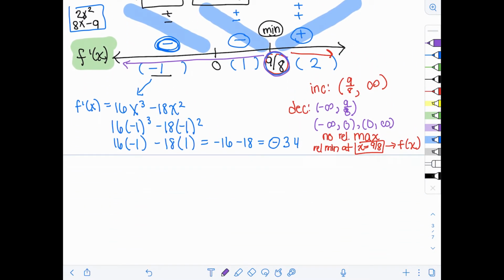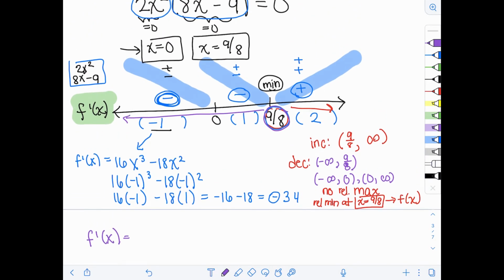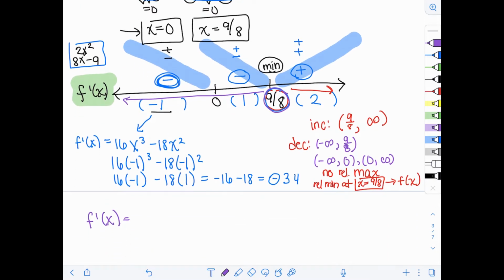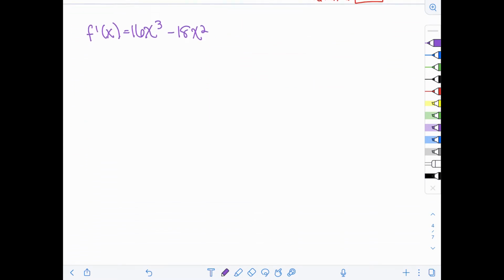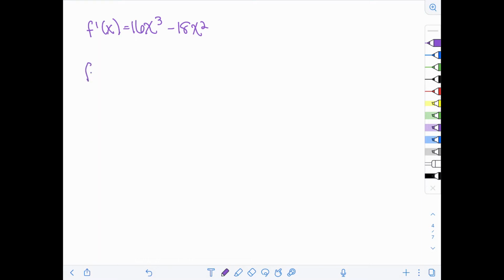So first let me rewrite the first derivative again, and I'm going to write the non-factored form. So that was 16x cubed minus 18x squared. Now let's take the second derivative, which just means take the derivative again.